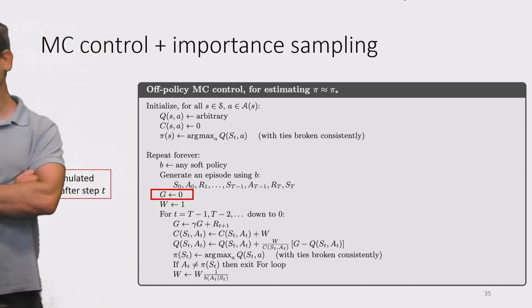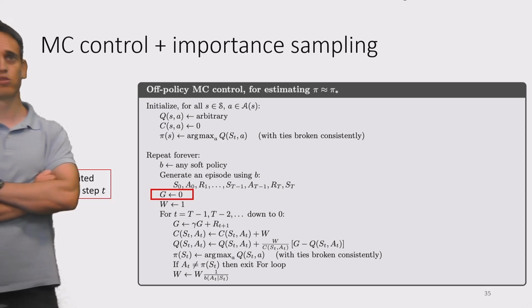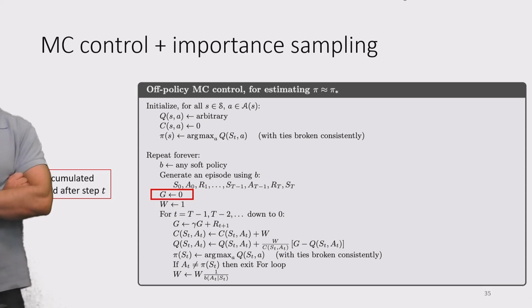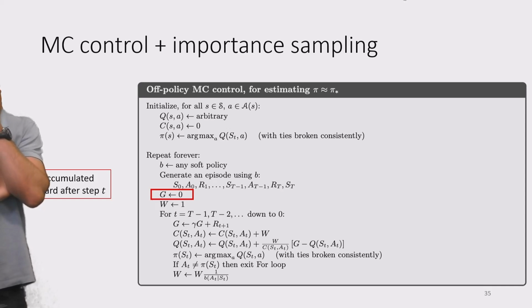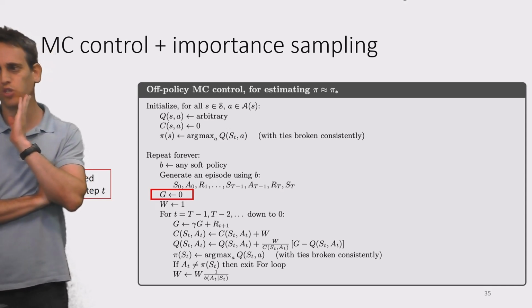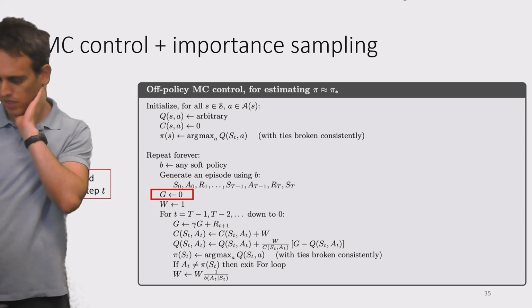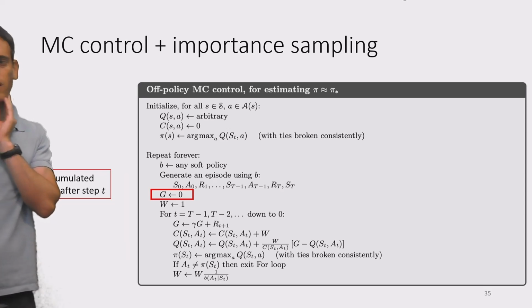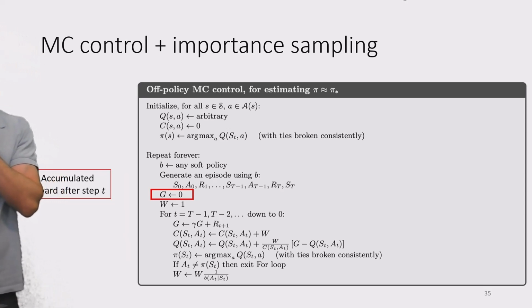So I'm providing you the pseudocode here. Initially it looks similar to the on-policy Monte Carlo control algorithm that we've seen previously. So here we set our behavioral policy as any soft policy. We generate an episode using B. Then we update our returns, the capital G values, right? By accumulating the reward after some time step T.